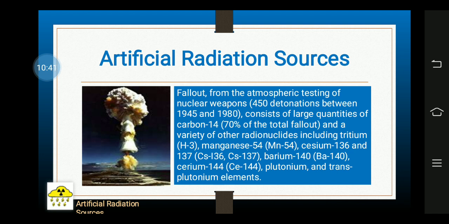Fallout from atmospheric testing of nuclear weapons. That includes 450 detonations between 1945 and 1980. It consists of large quantities of carbon-14. Okay, carbon-14 is the main component of radioactive fallout. That is 70% of the total fallout. And along with that, the remaining 30% includes tritium, manganese-54, cesium-136 and cesium-137, barium-140, cerium-144, plutonium and transplutonium elements.